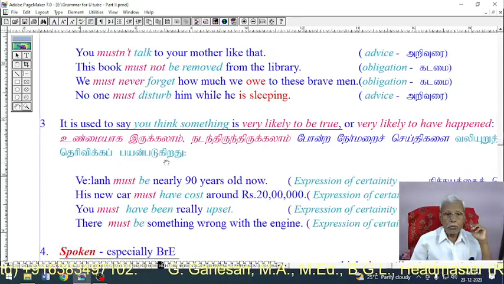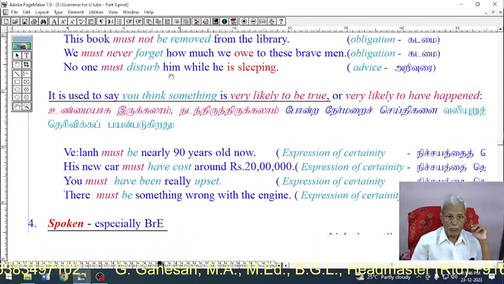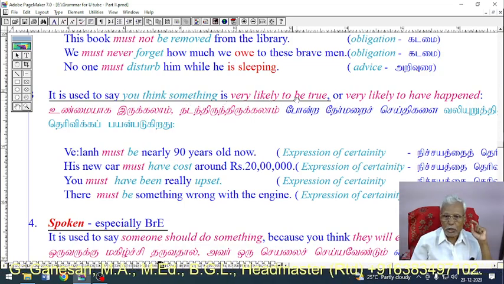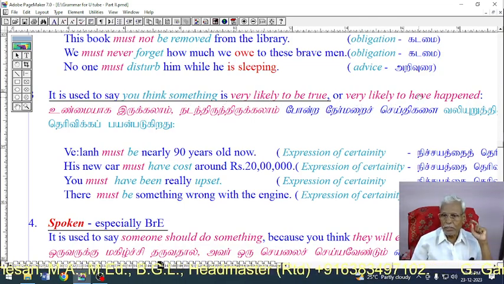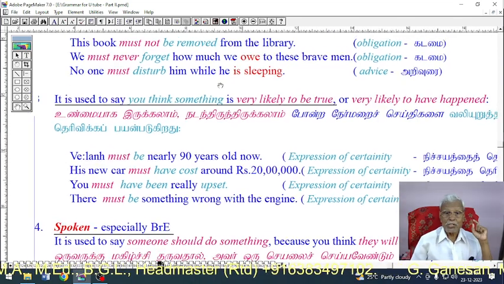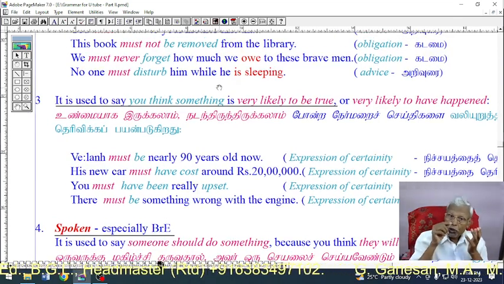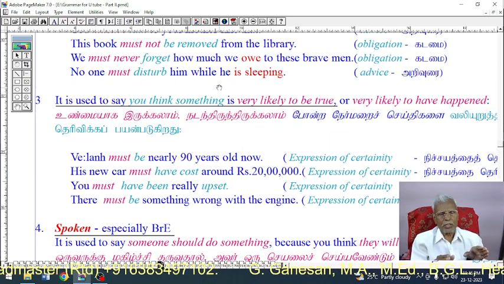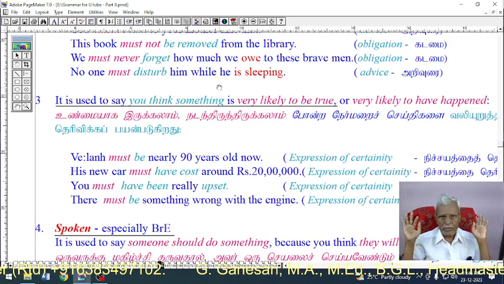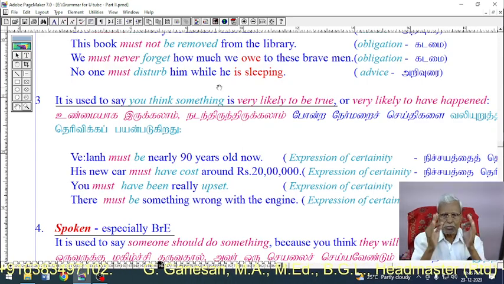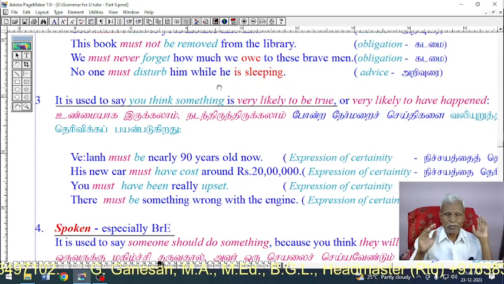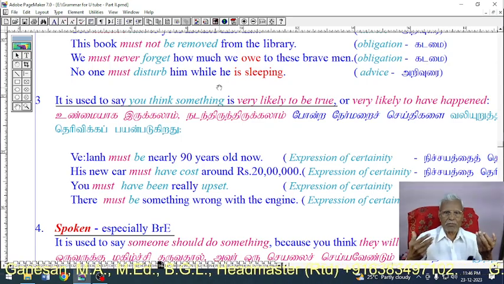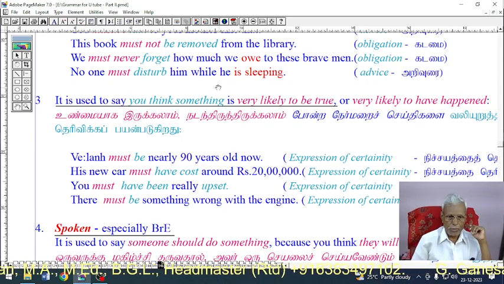Then, the third use of must is to say you think something is very likely to be true or very likely to have happened. It is used to express that something would have happened or something would be true. To express such positive ideas, must is used.